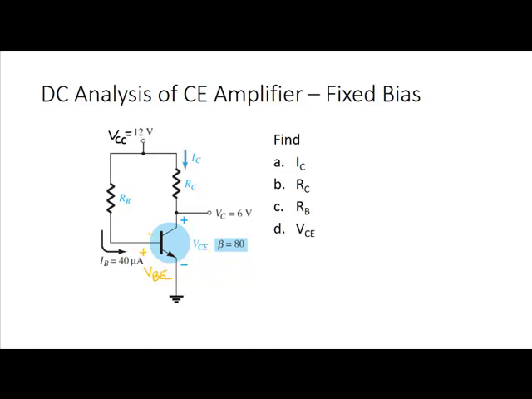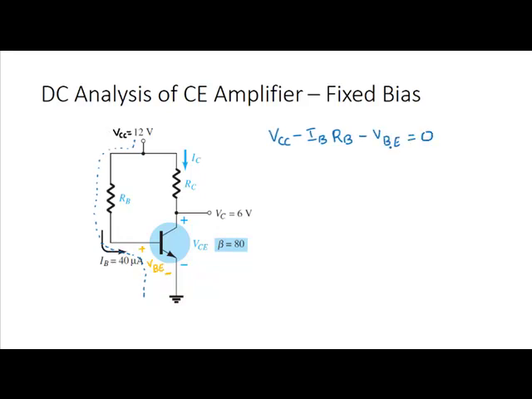So first let us apply the KVL to the input side loop. To apply the KVL, we should start from VCC, move through RB. We will encounter the voltage VBE and all the way to the common node, the ground. So let me apply KVL. The expression goes like this: VCC minus IBRB minus VBE is equal to 0.